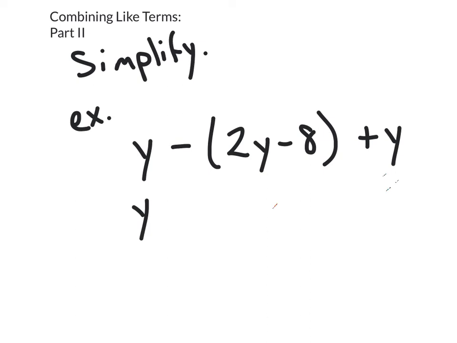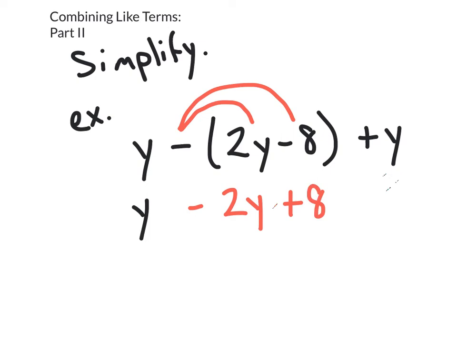So when I distribute this, I'm going to distribute the negative to the 2y. That is technically negative 1 times 2, which is going to give me a negative 2y. I'm also going to distribute that negative to the negative 8. A negative 1 times a negative 8 is going to give me a positive 8. The last thing that I'm going to do is copy down my plus y at the end. I had a y in front. I also had a y at the end.